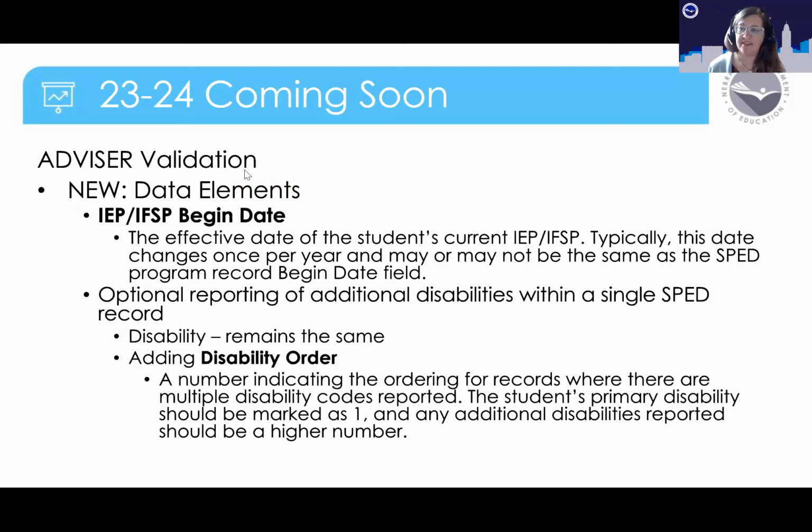Some of the new data elements, again, that Max has been talking about for several months that are for 23-24 are the IEP, IFSP begin date. So that's the effective date of the kiddo's current IEP or IFSP. There's some optional reporting of some additional disabilities within a single record, which has resulted in a new data element called disability order. So the disability data element is going to stay the same. All those listed stay the same. But now we've got the disability order, which allows you to kind of indicate the order of the records and allows you to indicate multiple disabilities if necessary.